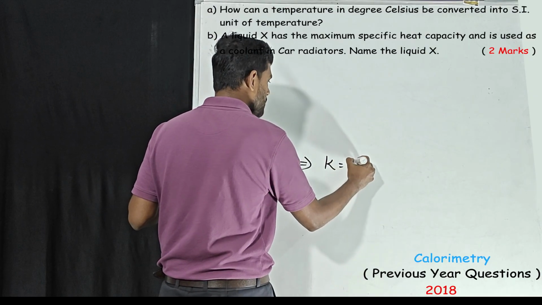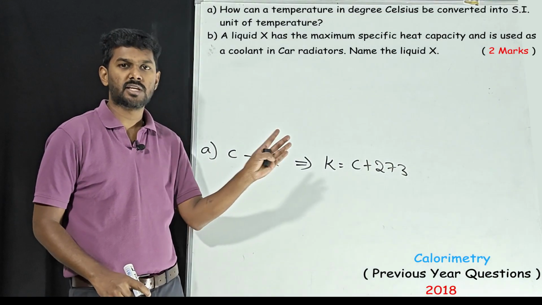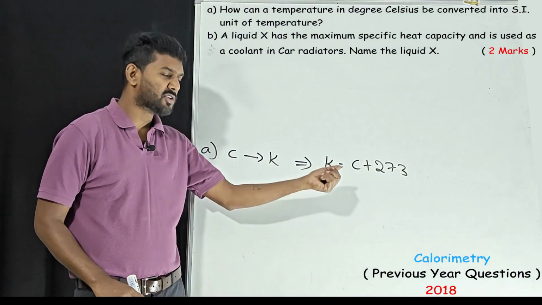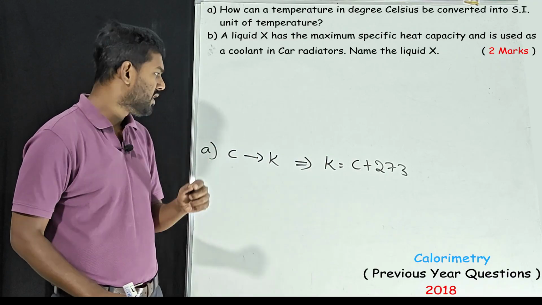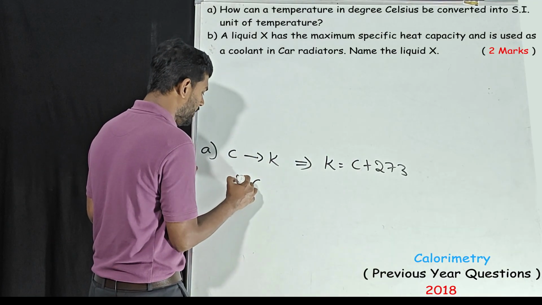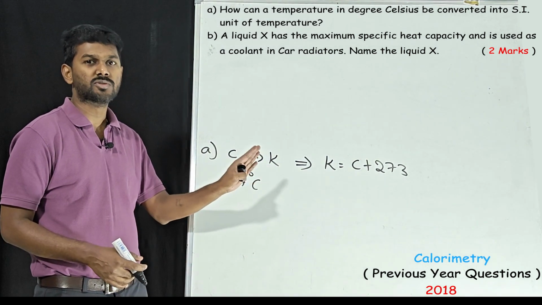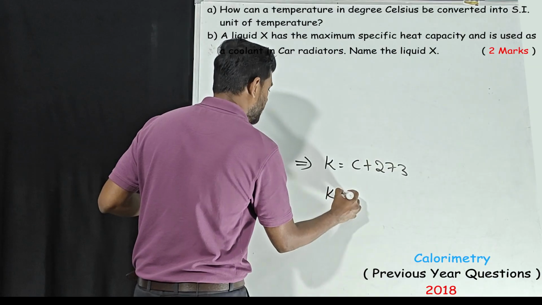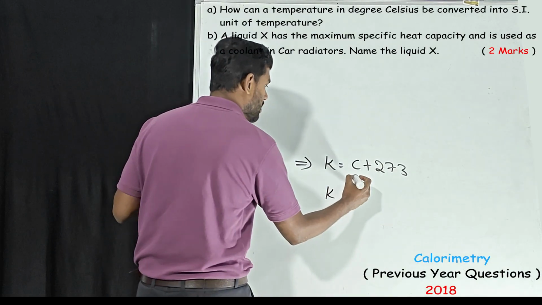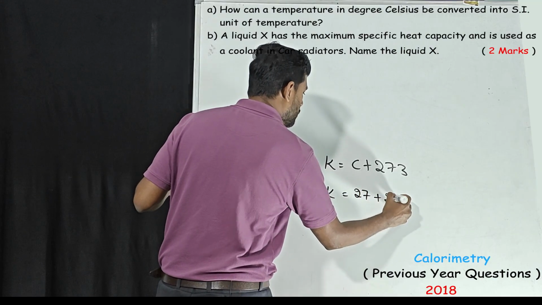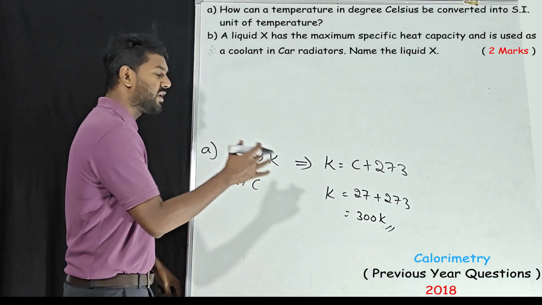K is equal to C plus 273. That's it. Okay, C plus 273. If you assume the present temperature is 27 degrees Celsius, how can we convert it into Kelvin? We'll add it with 273, right? So to find it in Kelvin, this is an example which is not asked in the exam. This is for your reference. 27 plus 273, this becomes 300 Kelvin. That's it. This is one example.